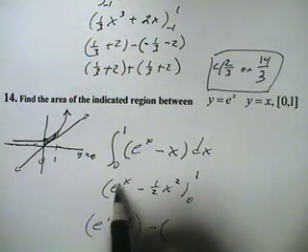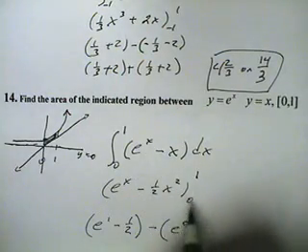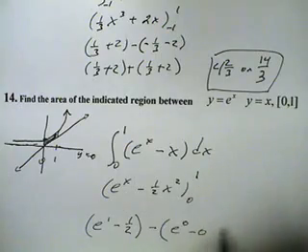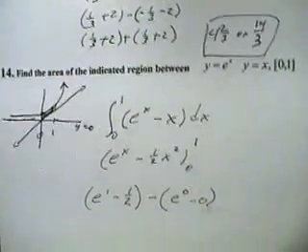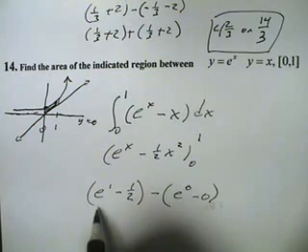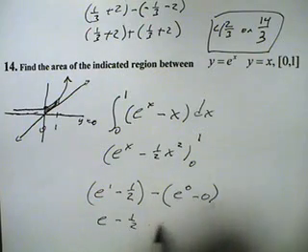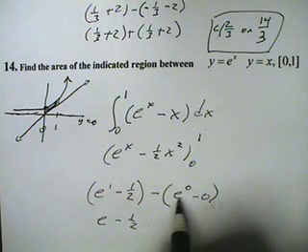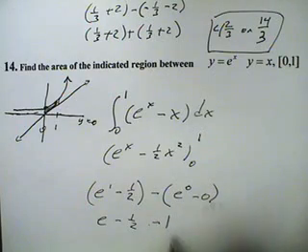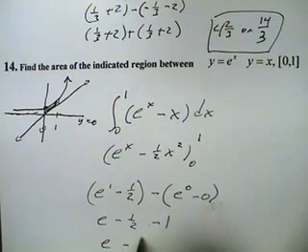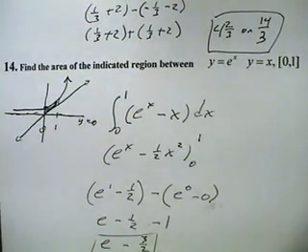When I put my 0 here, I'll get e to the 0, and here, a 0 here will give me 0 altogether. Alright, so this will be e minus 1/2. This e to the 0 is 1, so this will be minus 1. And so when we put these two together, we'll get e minus 3/2. And this is my area.